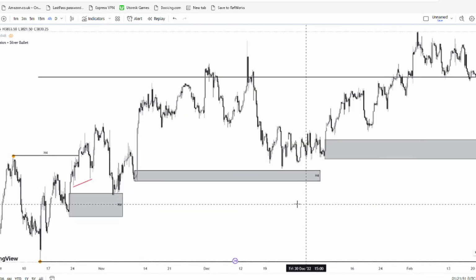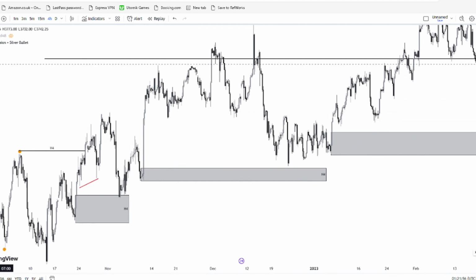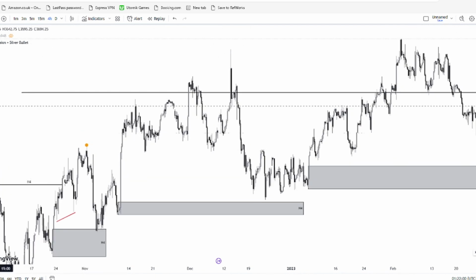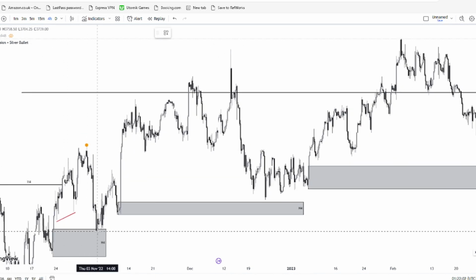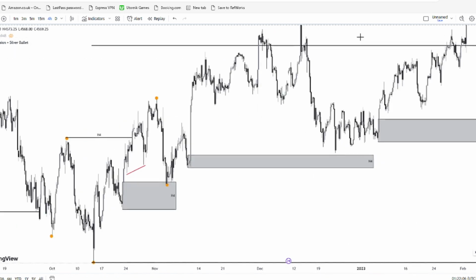Now what do we see? We see a move up, leaving a fair value gap, breaking structure again. So now we see structure being broken again in this region. We just use the orange dots to mark out our structure. We see structure being broken again just over here.